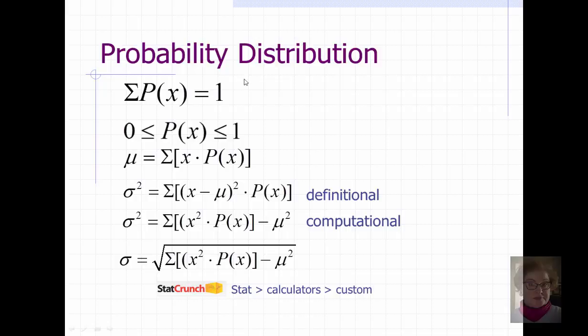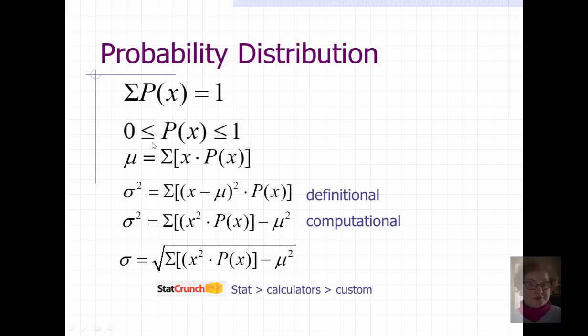Now, how do we talk about our probability distributions? Just like in chapter 4, we know the probability of all the possible outcomes needs to add up to 1. We know the probability of a single outcome has to be inclusive between 0 and 1. When the probability is 0, it isn't going to happen. When the probability is 1, it will happen. The mean is the sum of each value of our variable times its probability. And we'll look at that in just a second.